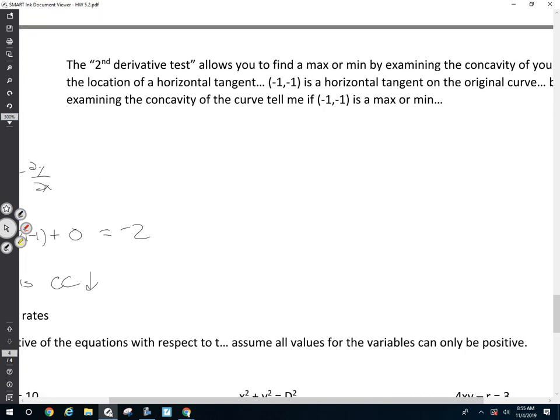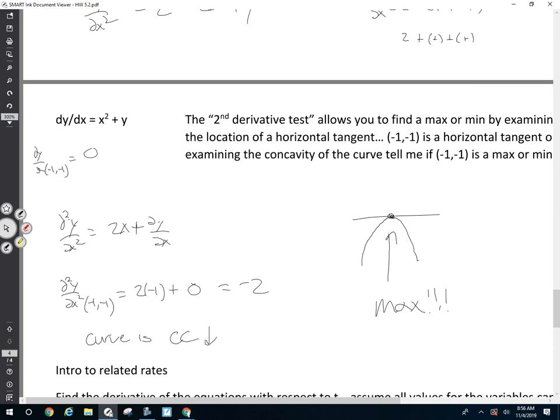Now let's think. If I know something is concave down but has a horizontal tangent, here's something that's concave down and has a horizontal tangent. Is that a max or a min? It's a max. We just used concavity to determine maxes or mins. The second derivative test, we didn't really do this much back in Unit 3 because we didn't have to. We were able to usually examine signs of the first derivative, but that's actually kind of tough when we have x's and y's. So the second derivative test is helpful.